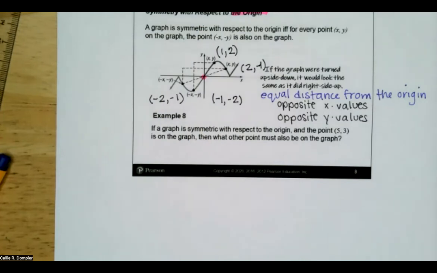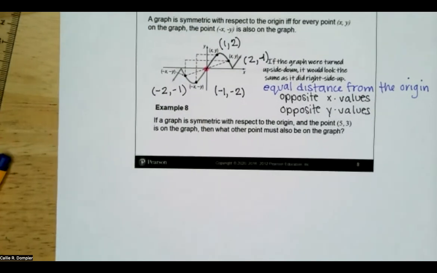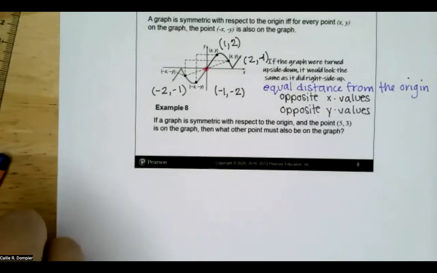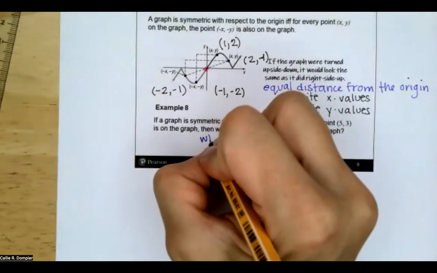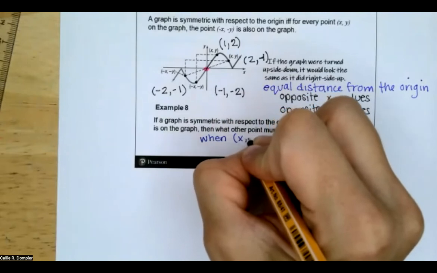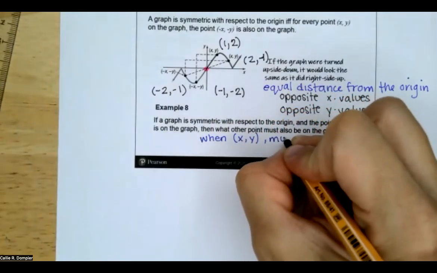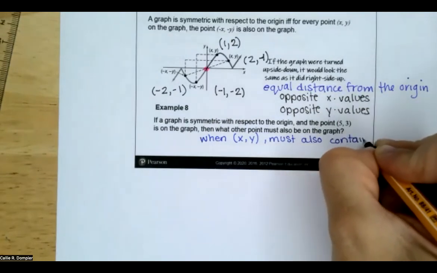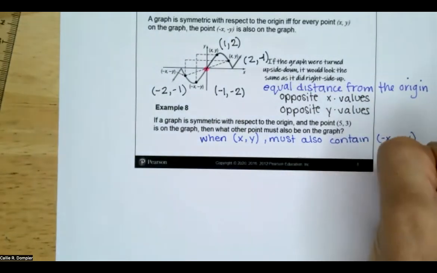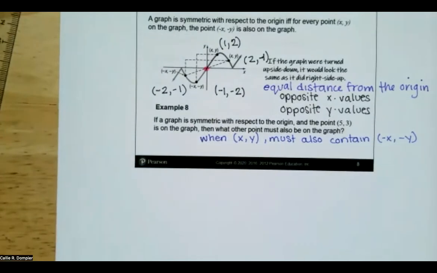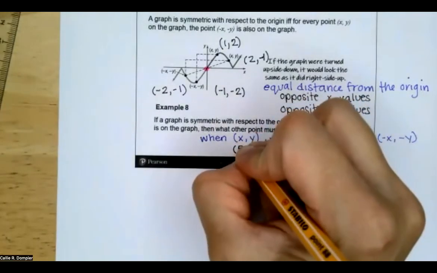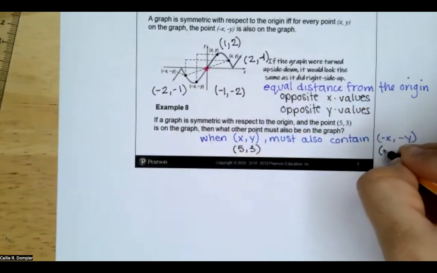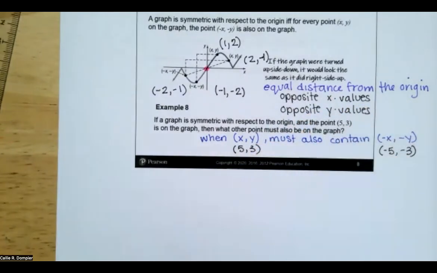Good. All right. So if a graph is symmetric with respect to the origin and the point (5, 3) is on the graph, what point must also be on the graph? When we have (x, y), we must also have (-x, -y). Good. So (x, y) was (5, 3). It also has to have (-5, -3).